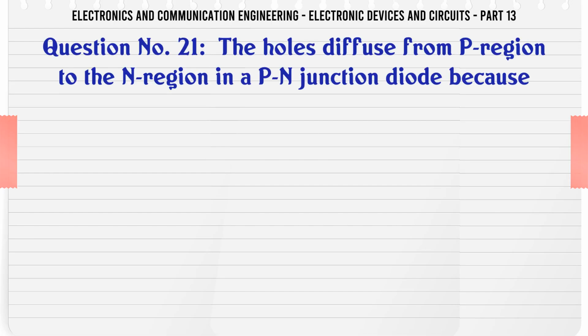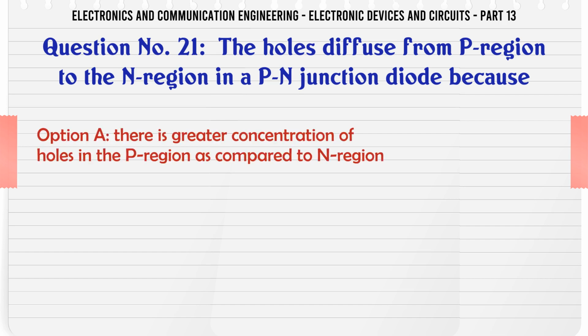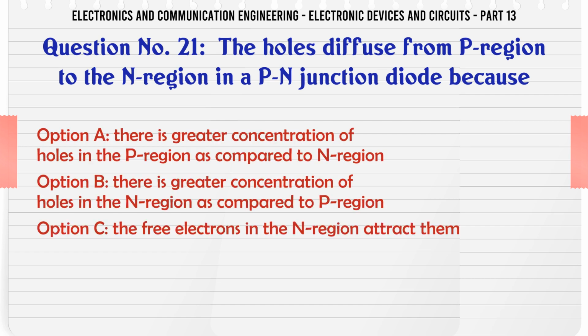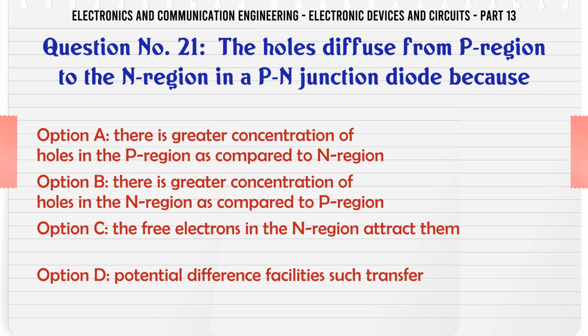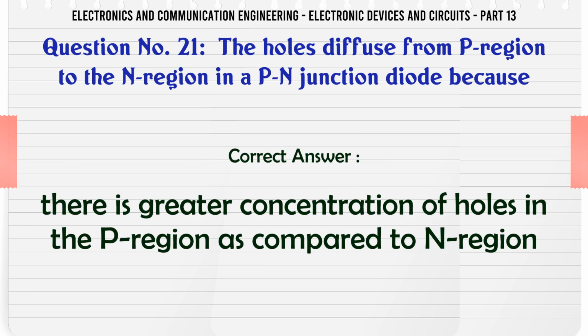The holes diffuse from P region to the N region in a P-N junction diode because: A. there is greater concentration of holes in the P region as compared to N region. B. There is greater concentration of holes in the N region as compared to P region. C. The free electrons in the N region attract them. D. Potential difference facilitates such transfer. The correct answer is there is greater concentration of holes in the P region as compared to N region.